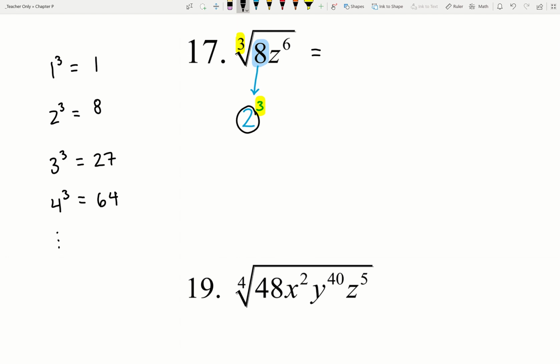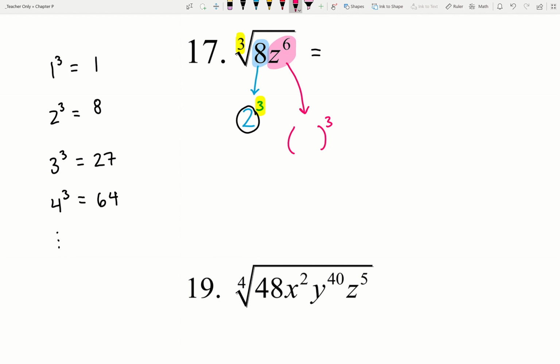So that's us dealing with the 8, and now let's deal with this z term here, which is z to the 6th. Remember our goal here: we want to be able to write this so that it has some exponent of 3. If you think about our video from last time, the P.2 Day 1 video, we talked about exponents, and one of the properties is that if you have power to power, you multiply those exponents.